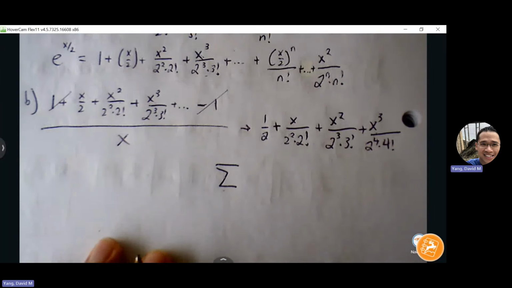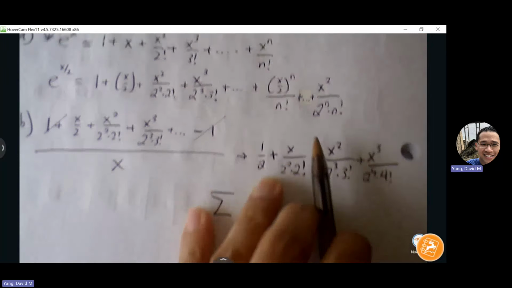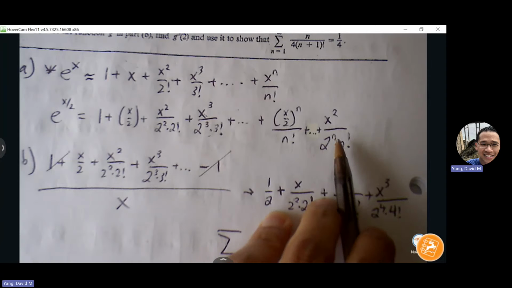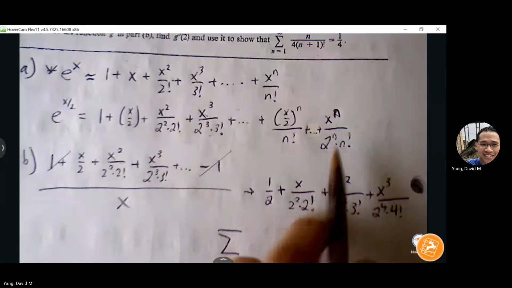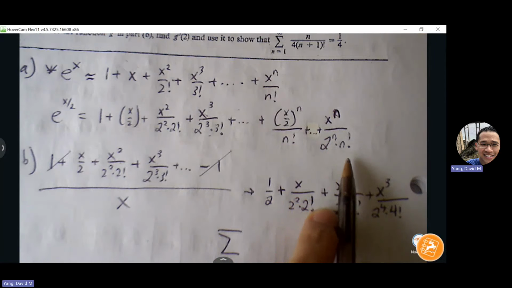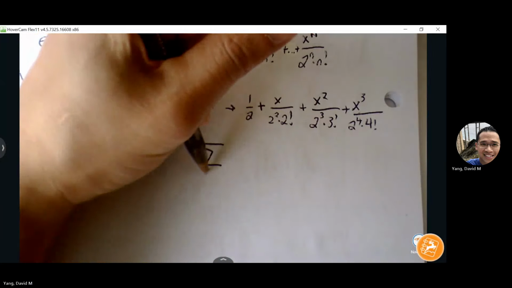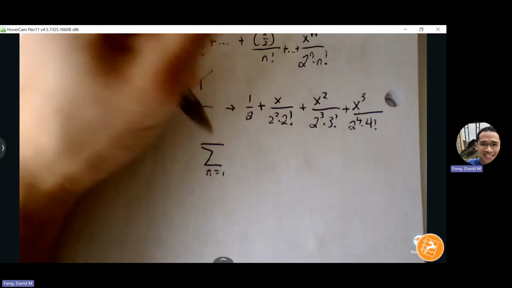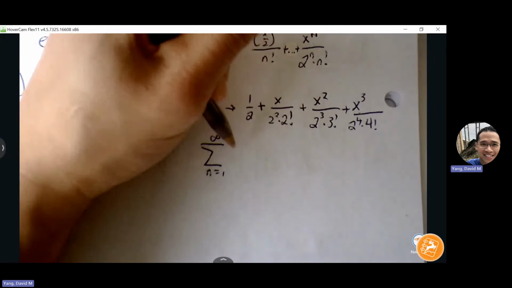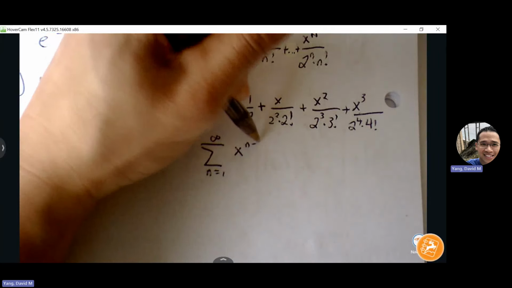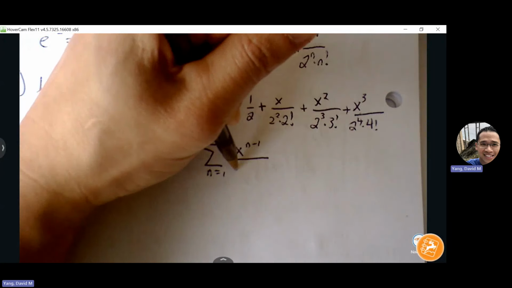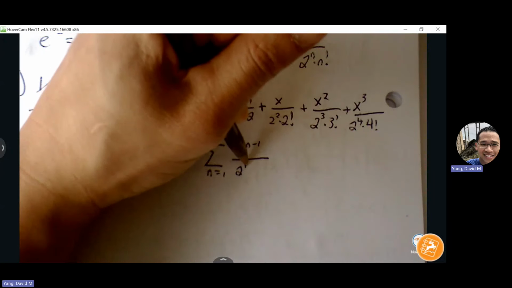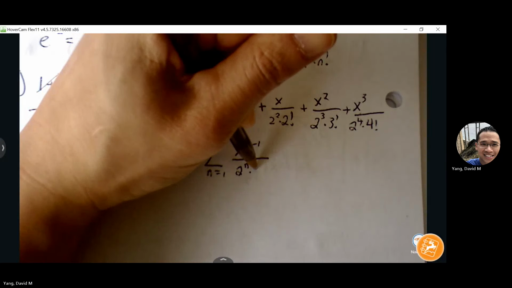If I do a general term for part B, what did you say? Would it be x to the n? Sorry, no, you're right. x to the n, not x squared. Thank you. Thanks for that catch. So part B, I want to start at 1. I know it's going to be x to the n minus 1, and then my denominator will just match what I need here. So it's going to be 2 to the n times n factorial.